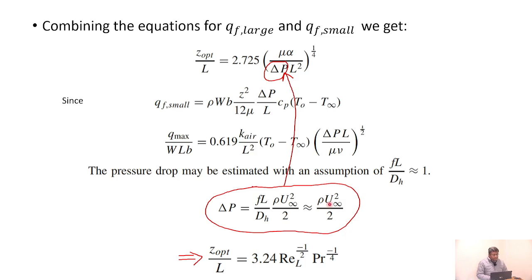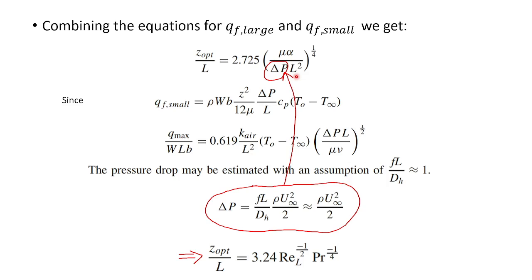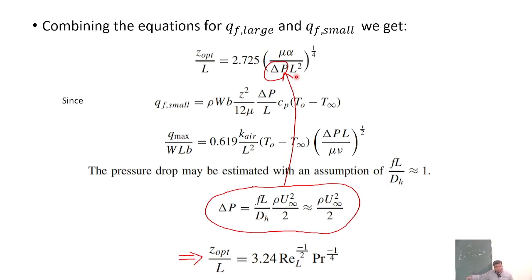And for delta P, we use this expression, so we use that delta P in the Z optimum expression. Then we can bring in Reynolds number. Why? Because the delta P has U infinity. So U infinity will do something, and it will ultimately give you Reynolds number. Okay, some rearrangement, that again you have to check.